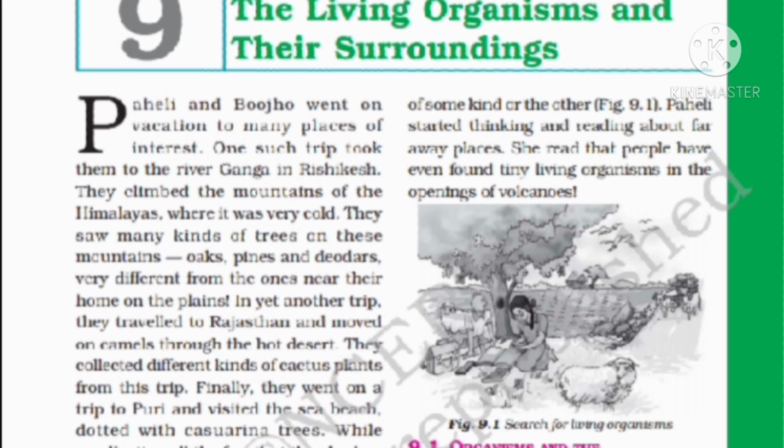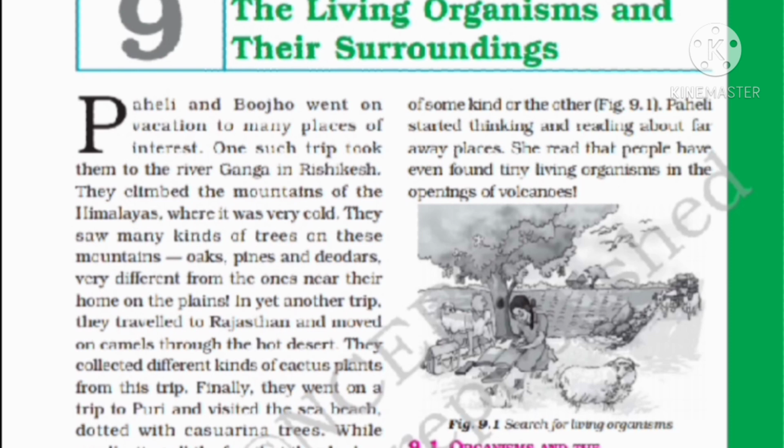Now this is a desert area, and they moved on camels through the hot desert. They collected different kinds of cactus plants. You can see that in the mountainous region they saw oak, pine and deodar trees. Now, totally opposite, they saw the cactus plant, which had no leaves, was full of thorns, and had only a stem. So that was a totally different plant.